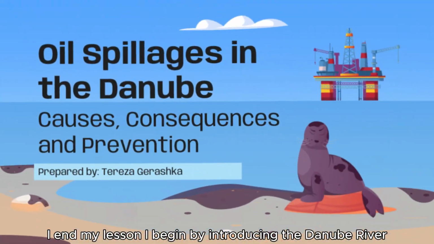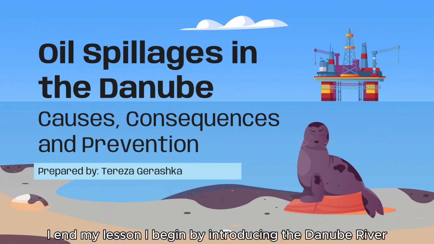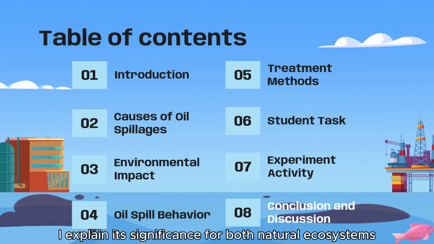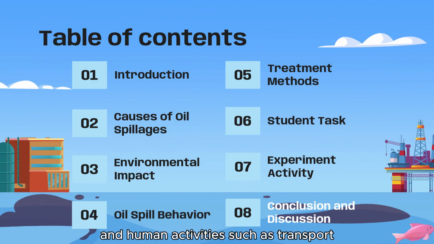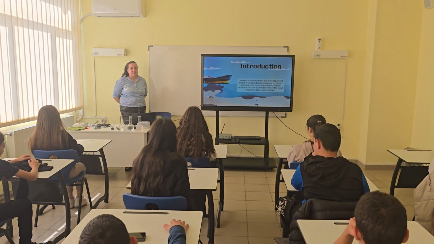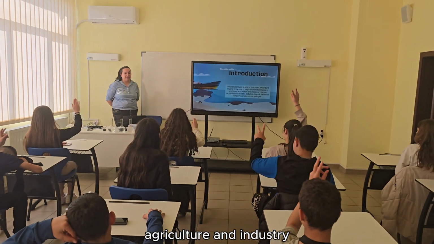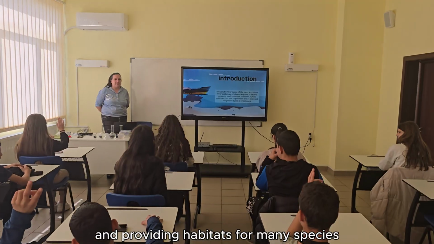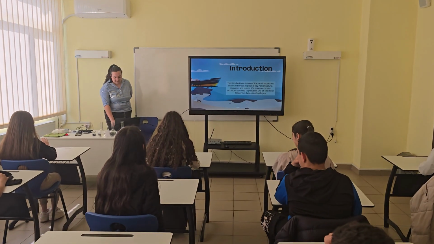In my lesson, I begin by introducing the Danube River as one of the most important rivers in Europe. I explain its significance for both natural ecosystems and human activities such as transport, agriculture, and industry. I also emphasize its role in supporting biodiversity and providing habitats for many species.